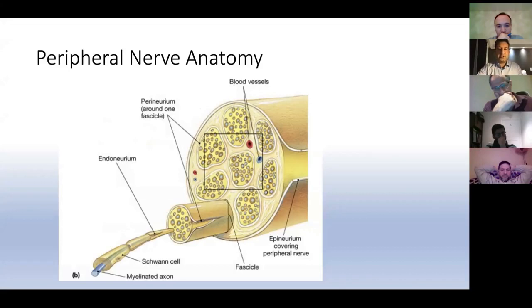So each axon is surrounded by an endoneurium. These endoneuriums then group together in bundles or fascicles and are surrounded by something called a perineurium. And then lots of these bundles group together to form a nerve trunk, which is surrounded by epineurium. So remember those three buzzwords: endoneurium, perineurium, and epineurium.